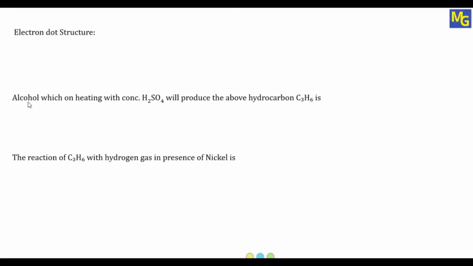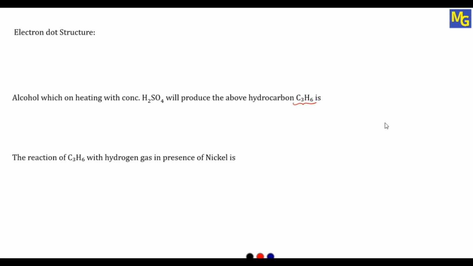So now we will see the next question, that is, we have to tell the alcohol which on heating with concentrated H2SO4 will produce the hydrocarbon C3H6. So we have to find out the alcohol which undergoes dehydration in presence of this concentrated H2SO4, which is a dehydrating agent, and gives C3H6, that is propene. Now see what you have to think. We want our product as propene and this consists of 3 carbon. So your alcohol should also contain 3 carbon. If the alcohol has 3 carbon, then only the product will also have 3 carbon.